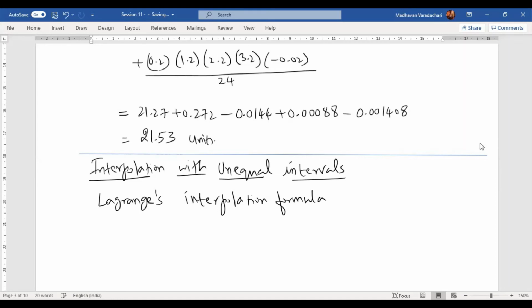We'll be seeing two methods. First one is Lagrange's method. We also have Newton's method that we will see subsequently.